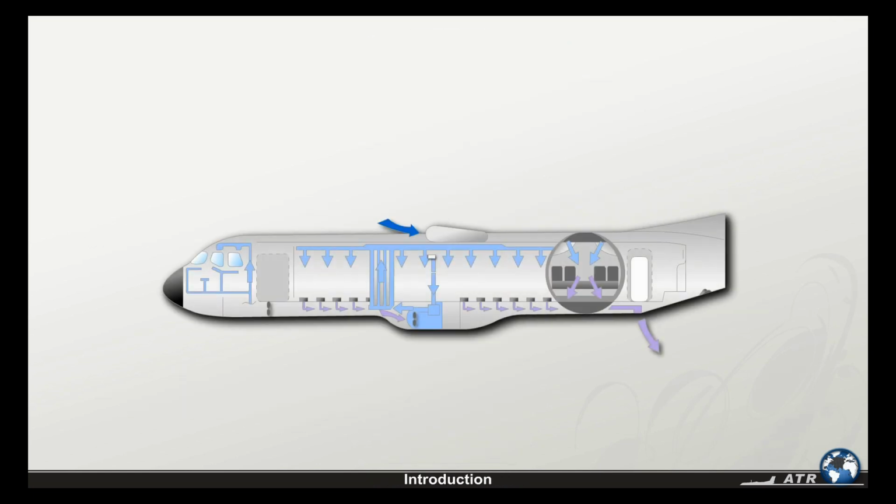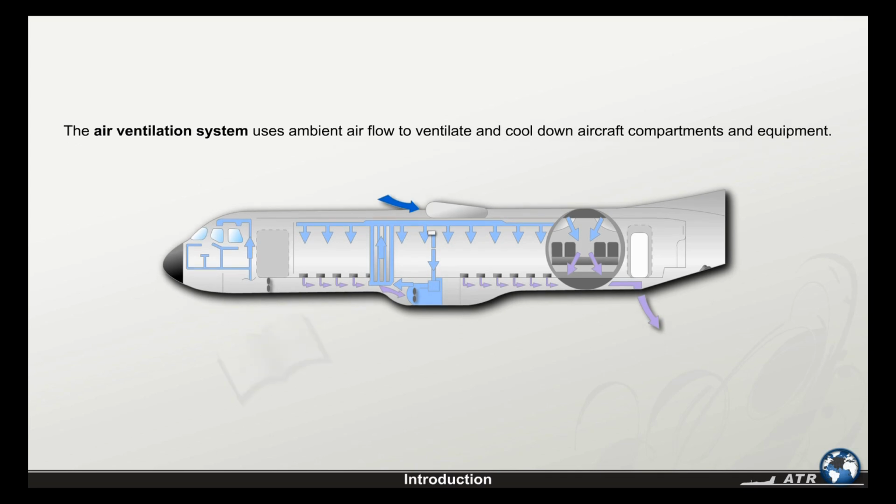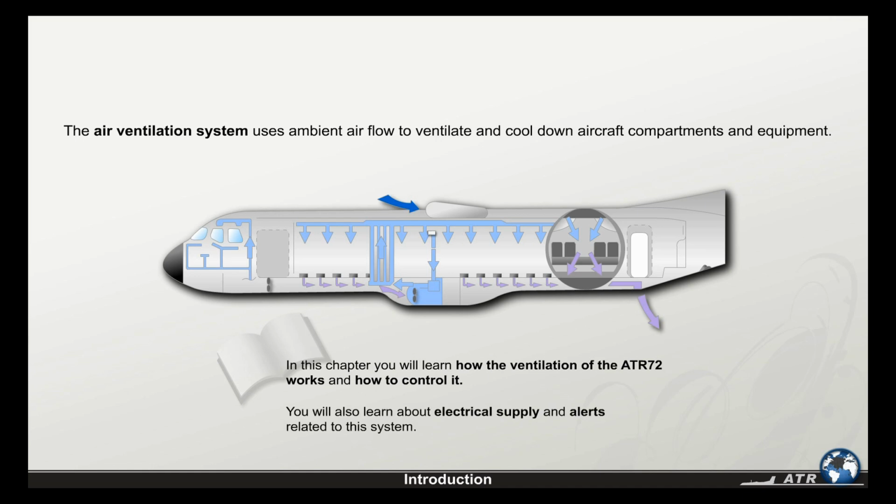In the ATR 72, the air ventilation uses ambient airflow to ventilate and cool down the aircraft compartments and equipment. In this chapter, you'll learn how the ventilation of the ATR 72 works and how to control it. You'll also learn about the electrical supply and the alerts related to this system. First, let's take a look at the basics of the ventilation system.